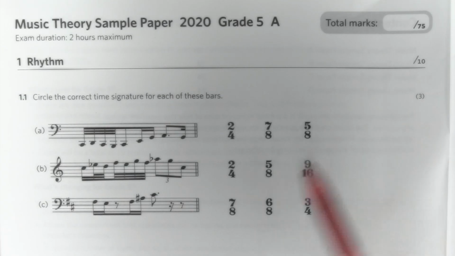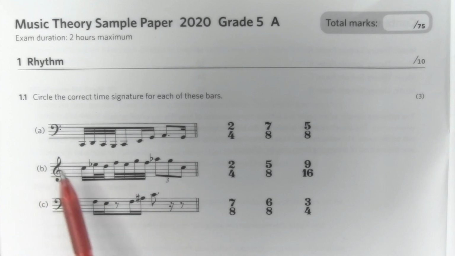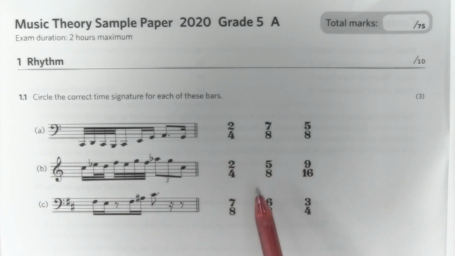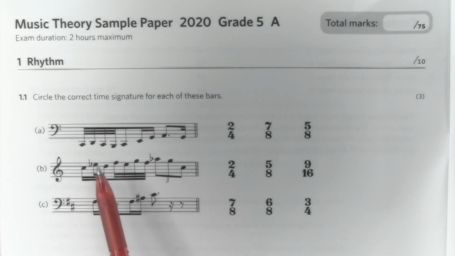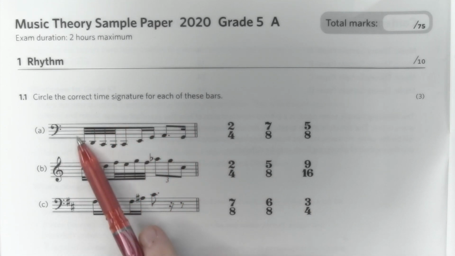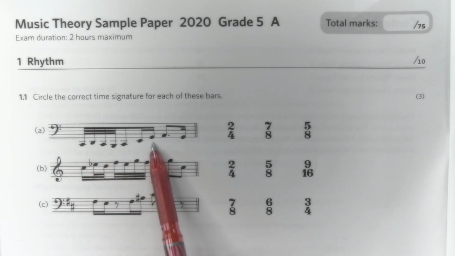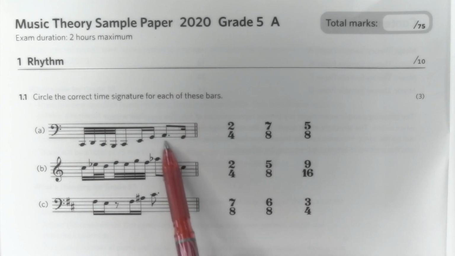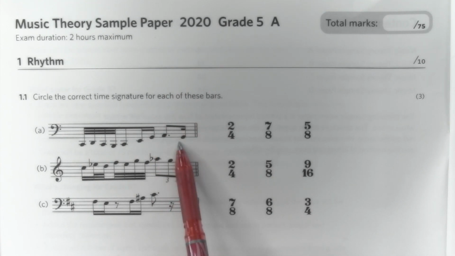Question number 1. Rhythm. We must circle the correct time signature for each of the 3 bars. First of all, we need to see how they are grouped, if it's a compound or simple time. Try to see the groups in each bar. For example, this stands on its own and these are all beamed together. So that constitutes one movement and this is definitely the other movement.